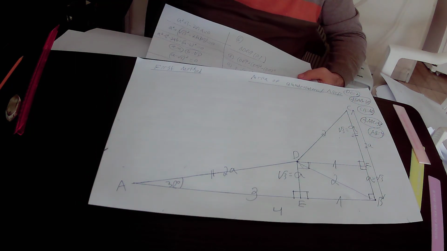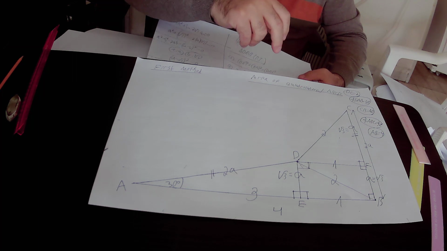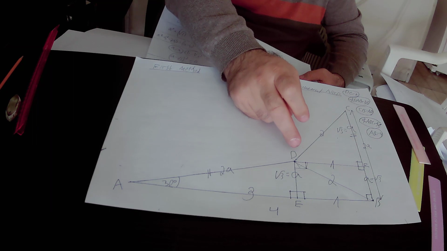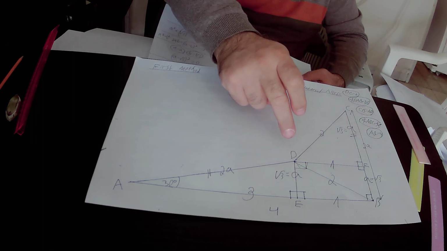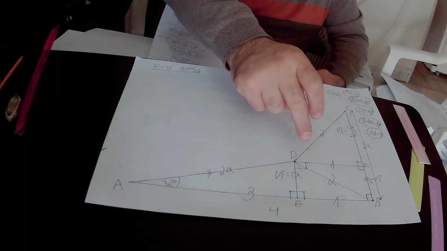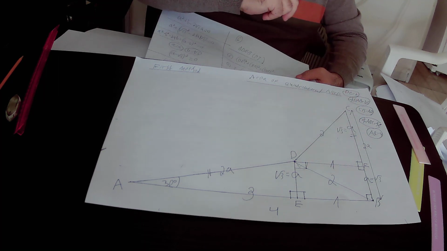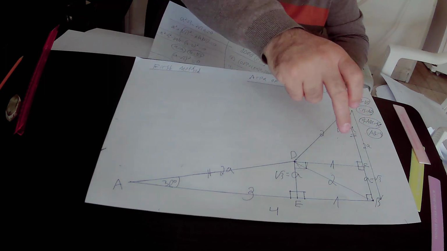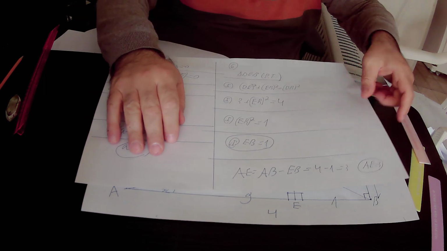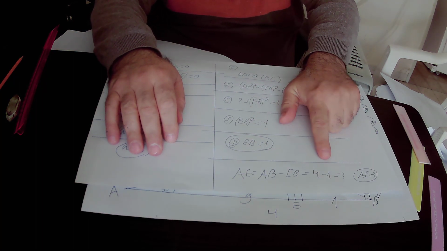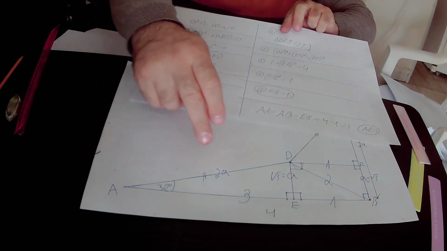EB equals 1. And we also know that the opposite sides of a rectangle are equal to each other according to rule number 3. Therefore, EB equals DF. But EB equals 1, therefore DF will also be equal to 1. What is the value of AE? AE equals AB minus EB. AB is 4 and EB is 1. So AE equals 4 minus 1. That is to say, AE equals 3 units.